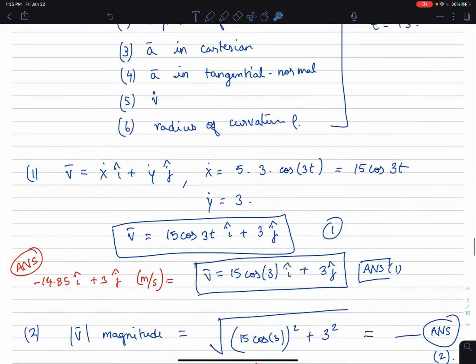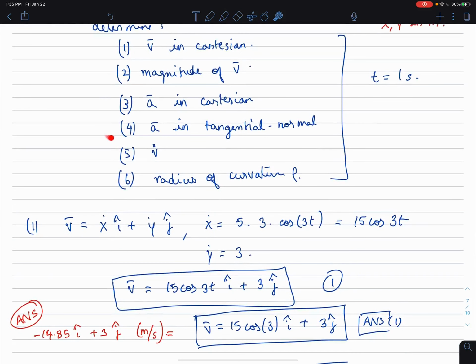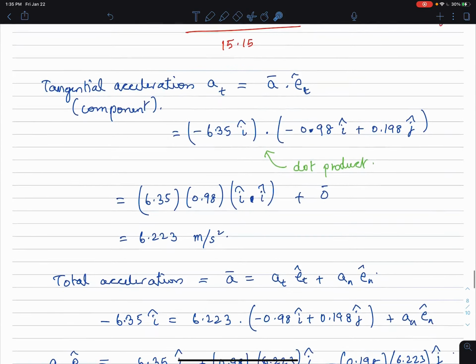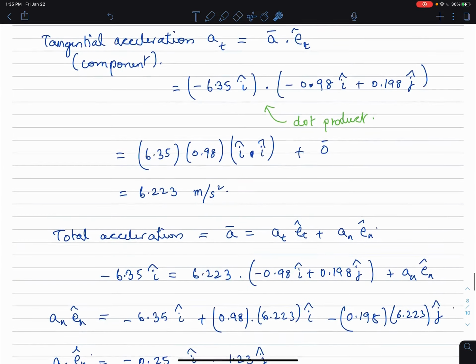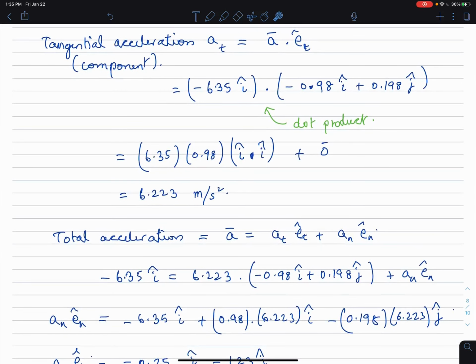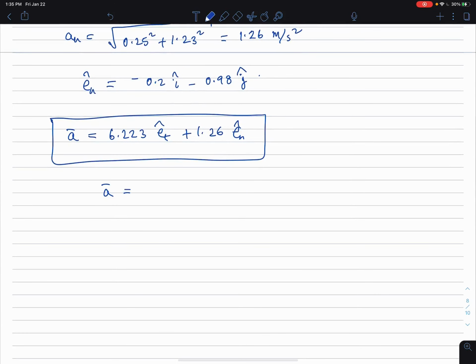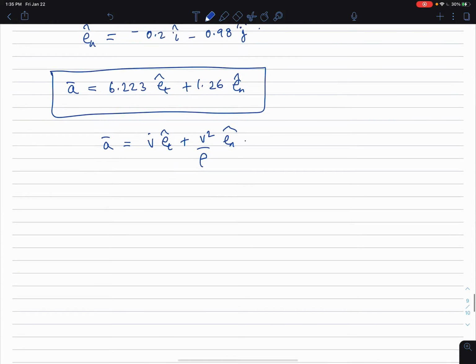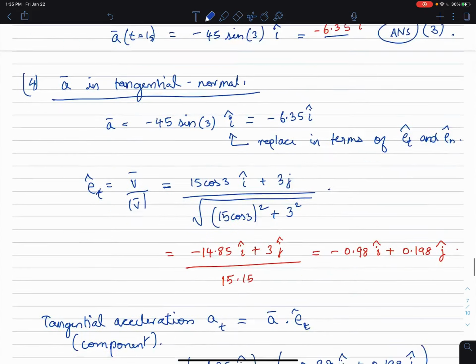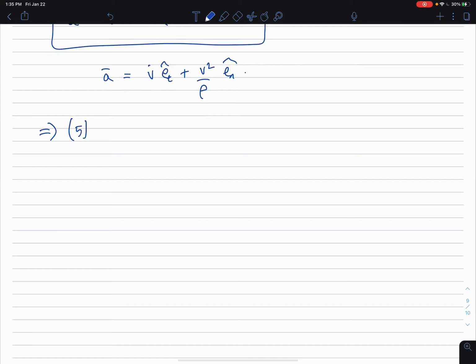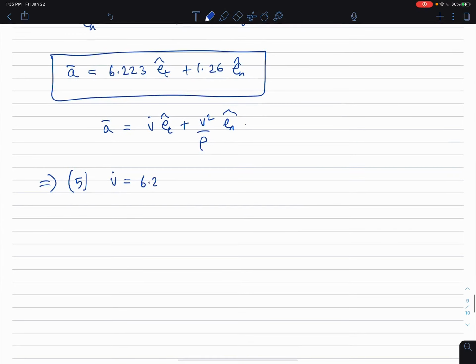So what have we done so far? We can also get v dot and the radius of curvature rho. What is v dot? We already computed it. V dot is the tangential component of the acceleration. Recall A is v dot et plus v squared over rho en. So this is part number 5, I suppose. V dot is 6.223 meters per second squared.